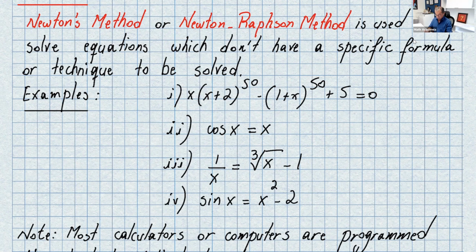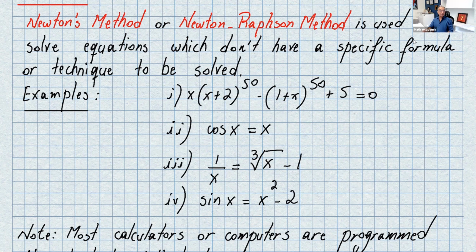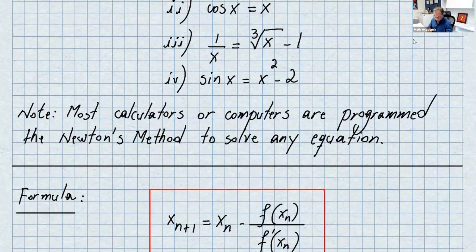Other examples are cosine x equals x, or 1 over x equals the cube root of x minus 1, or sine x equals x squared minus 2. Now, I know computers and calculators can solve those equations very fast. And it's good to know also that most computers and calculators are programmed with Newton's method to solve those equations and any equation.